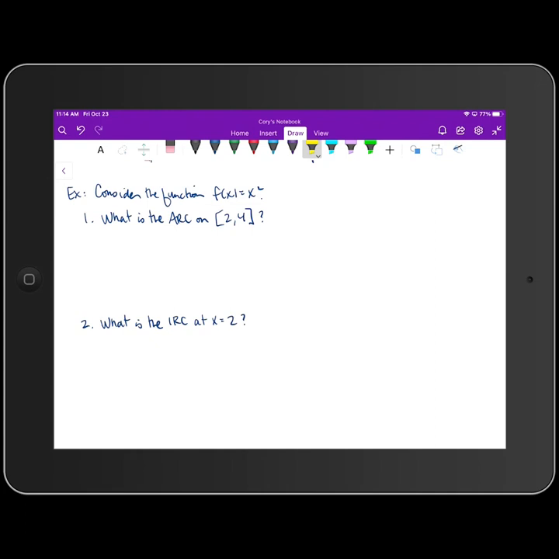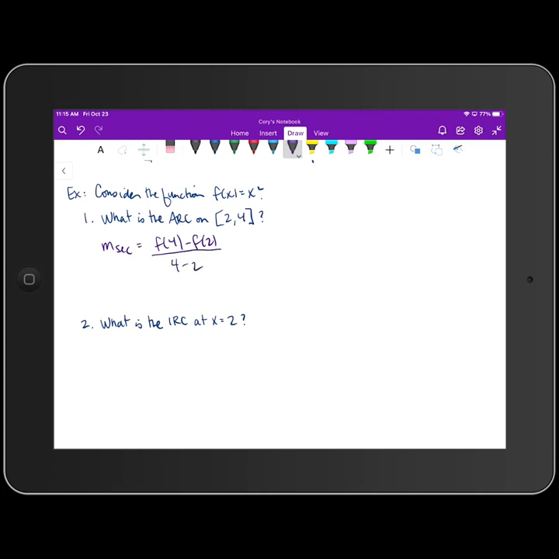All right, so the directions for the first say to consider the function f of x equal to x squared. Question number 1 asks, what is the average rate of change on the closed interval from 2 to 4? If we want to calculate average rate of change, that is going to be equal to the slope of the secant line, which is equal to f's value at the endpoint 4 minus f's value at the starting point 2, over the length of our interval, which is 4 minus 2.